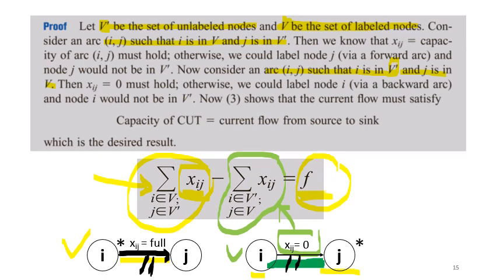And this set of unlabeled nodes V prime that defines this cut, the cut is called the big cut. So the big cut is the result from the set of unlabeled nodes at the end of your Ford-Fulkerson method, when you cannot reach the sink anymore.